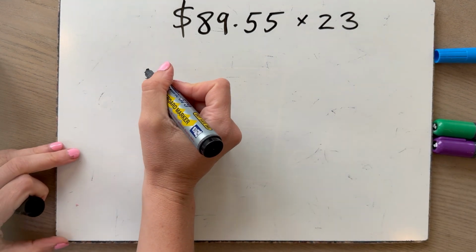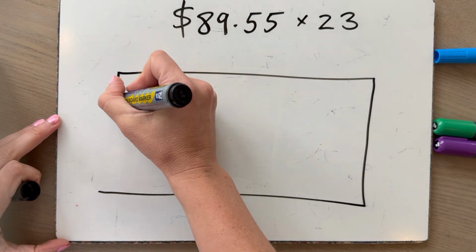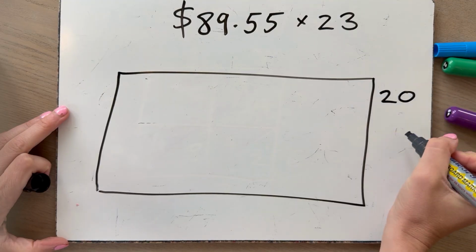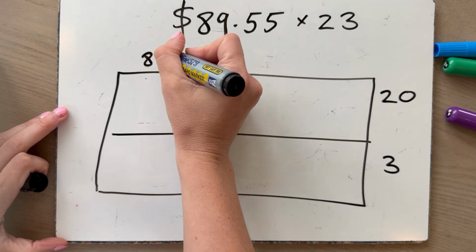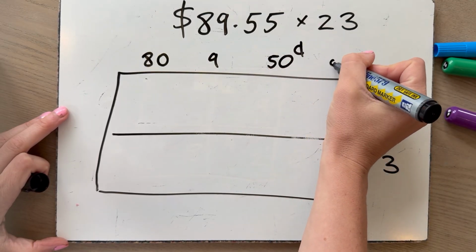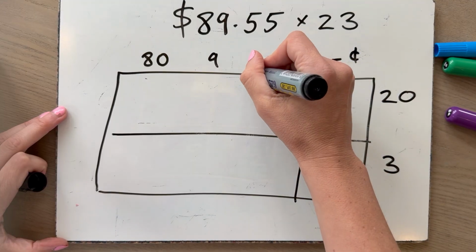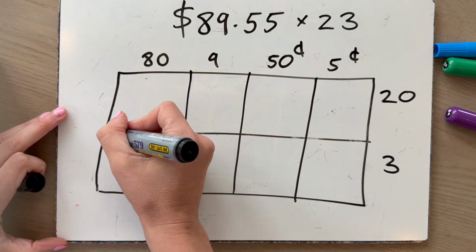So we're going to draw an area model here. It's probably a tricky model compared to the lattice when you've got decimals involved, but we'll see how it goes. So we've got 20 and 3. And then we've got 89, 50 cents, and 5 cents. And you can choose any context you like. It's just Christmas at the moment. So I chose Christmas trees.